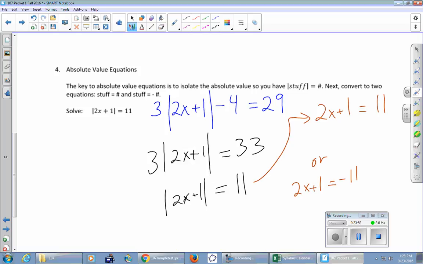Okay, and then you have 2 simpler equations to solve, right? So subtract 1, divide by 2, what do we get? 5 in that one. Subtract 1, divide by 2, -6 is good.